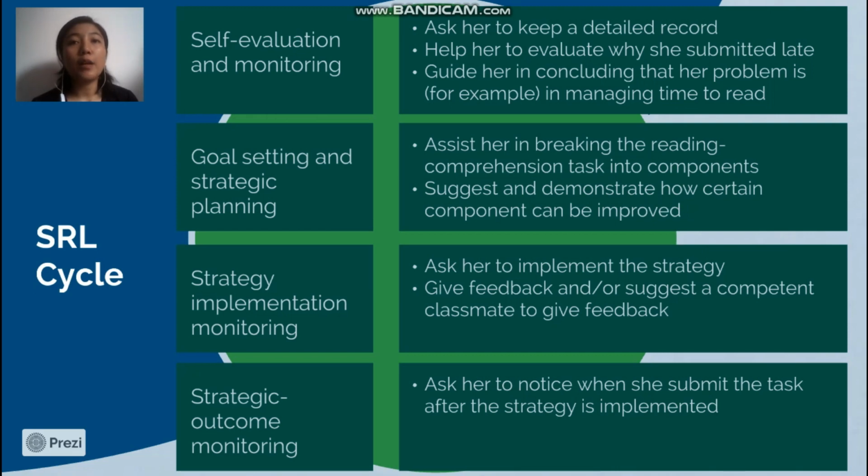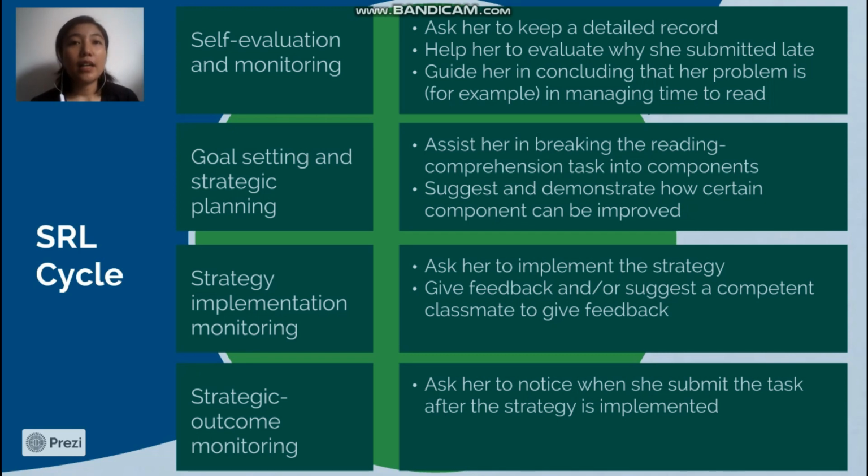Fourth, assist her in breaking the reading comprehension task into components. For example, she can break it into reading 1, reading 2, reading 3, and writing. The next step would be suggesting and demonstrating how certain component can be improved. Since the problem is related to the insufficient reading time, we can either add the time or make the reading more effective. But for this case, let's just suggest her to allocate more time to read. And then we have to ask her to implement the strategy.